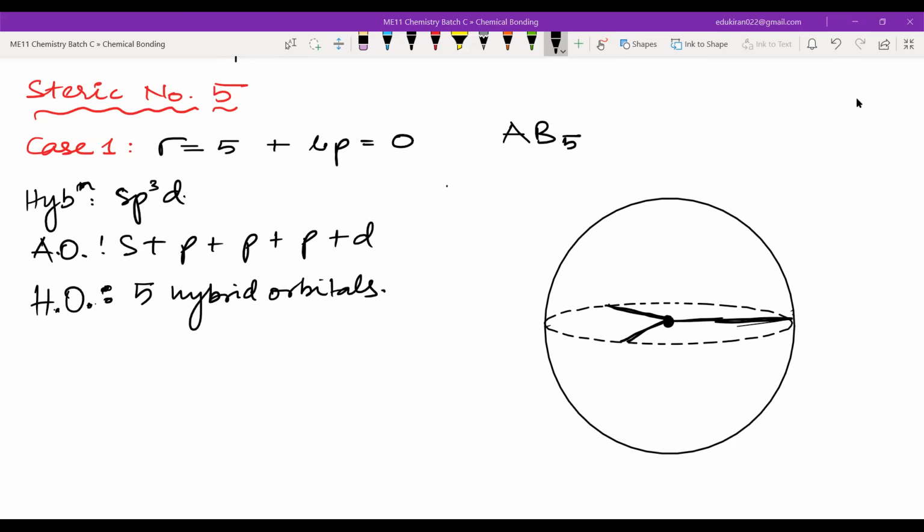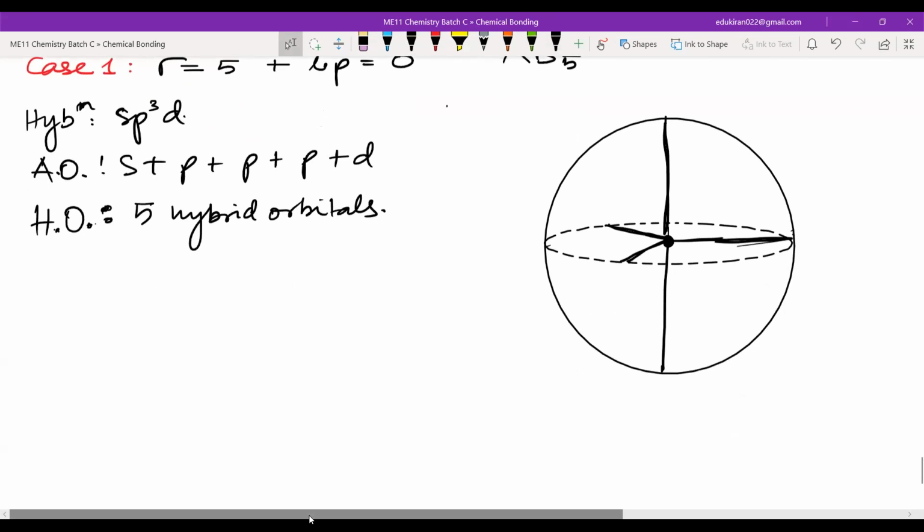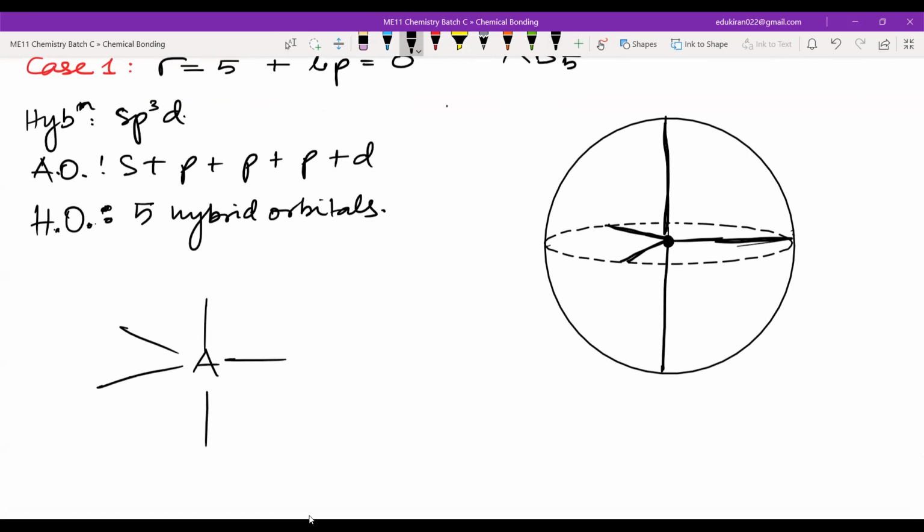Okay, fine. Now what I will do, I will add one here and add another one here. Let me just make it once more. So these are the hybrid orbitals that I have put in a sphere. Now, if I just make them here, they will look like this. For A, like this. Now we have 5B, so I will put 5Bs here.